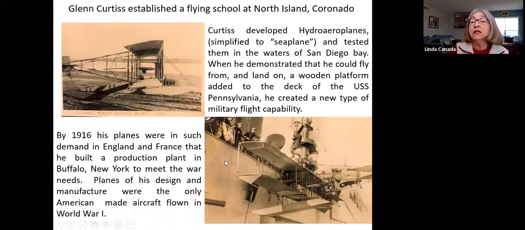Now, by 1916, Glenn Curtis's planes were in demand by the English and the French. And so he moved back out of San Diego and started a production facility in my hometown of Buffalo, New York. And those planes were then shipped over to Europe. And they were the only American-made planes that were flown during World War I.